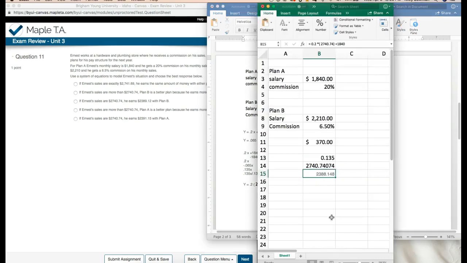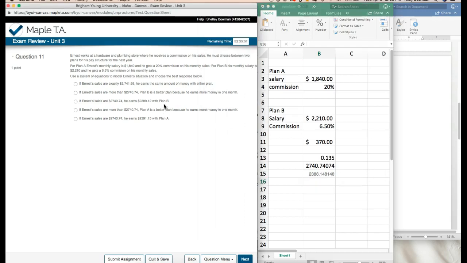Let's make sure that my 0.07, I did round this. Let's put 0.74 because I did round. Nope, it's still 88.14. And it only says with Plan B. So it's actually going to be the same with both plans. So let's move to the next one and see if there's another option.